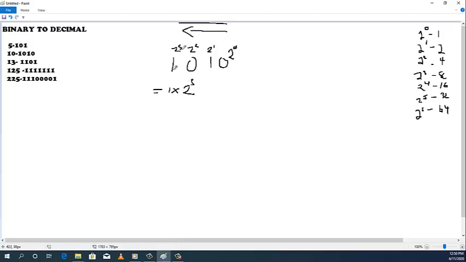Here, 1 times 2 to the power of 3 plus, okay, open bracket, 0 times 2 to the power of 2. Okay, sorry for that. It's quite a little bit difficult to write with the mouse. Okay, it's slippery. Okay, next, plus 1 times 2 to the power of 1.